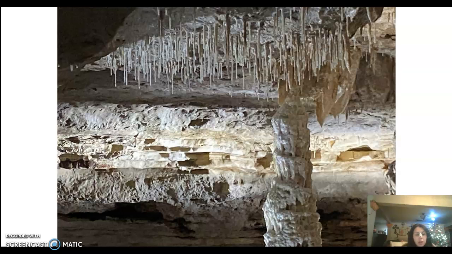This formation is called a soda straw. Soda straws are also formed by water dripping through the cracks in the cavern ceiling, and the deposited calcite forms these soda straws. They look like icicles hanging from the ceiling.